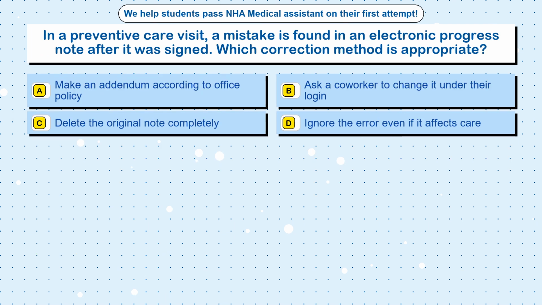Question 48. In a preventive care visit, a mistake is found in an electronic progress note after it was signed. Which correction method is appropriate? Option A. Make an addendum according to office policy. Option B. Ask a coworker to change it under their login. Option C. Delete the original note completely. Option D. Ignore the error even if it affects care.